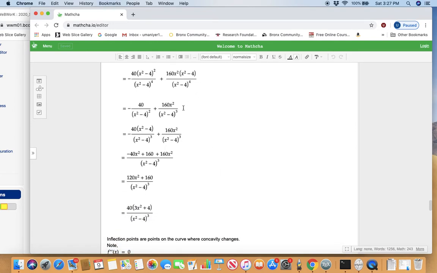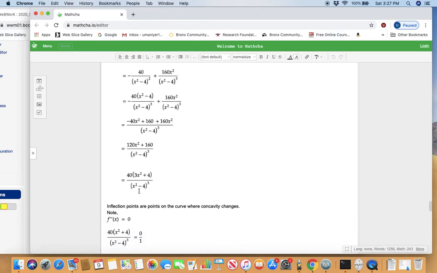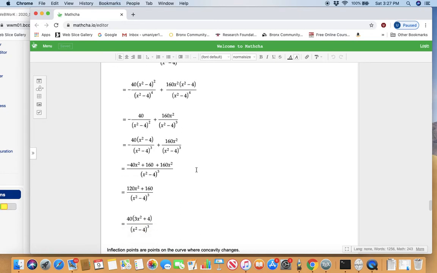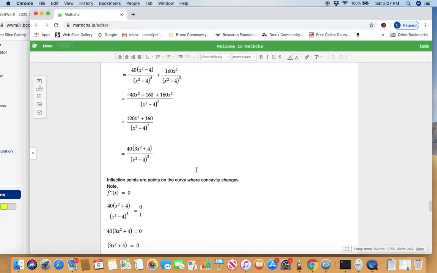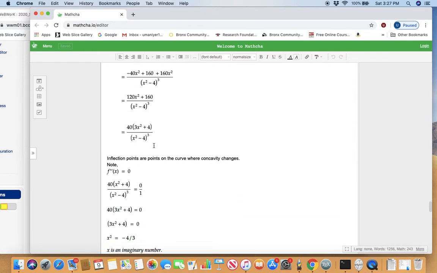There are ways to simplify and ways to simplify. Make sure you get the same denominator, a common denominator. This is degree 2, this is degree 3. So to get a degree 3 here, I need to multiply by one more power. That's where this came from. And then simplify. And this is the final answer I get. All right, that's my second derivative.